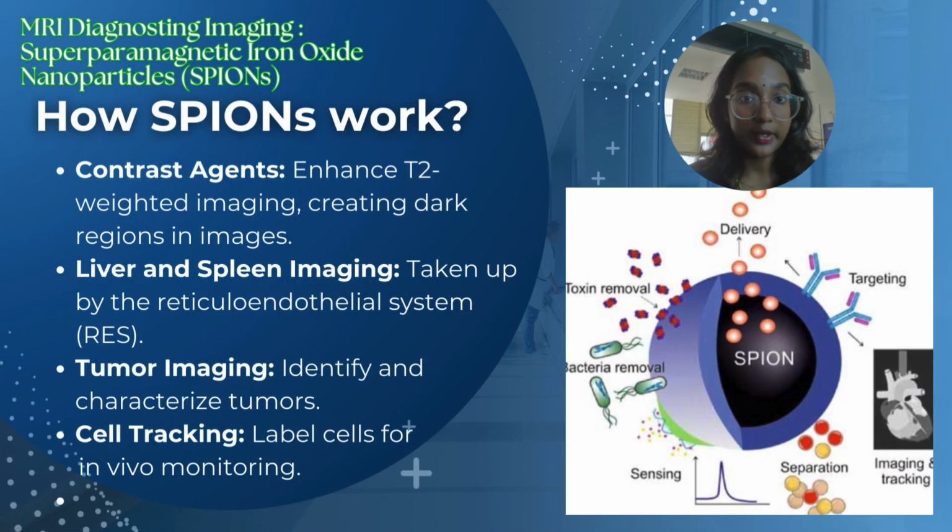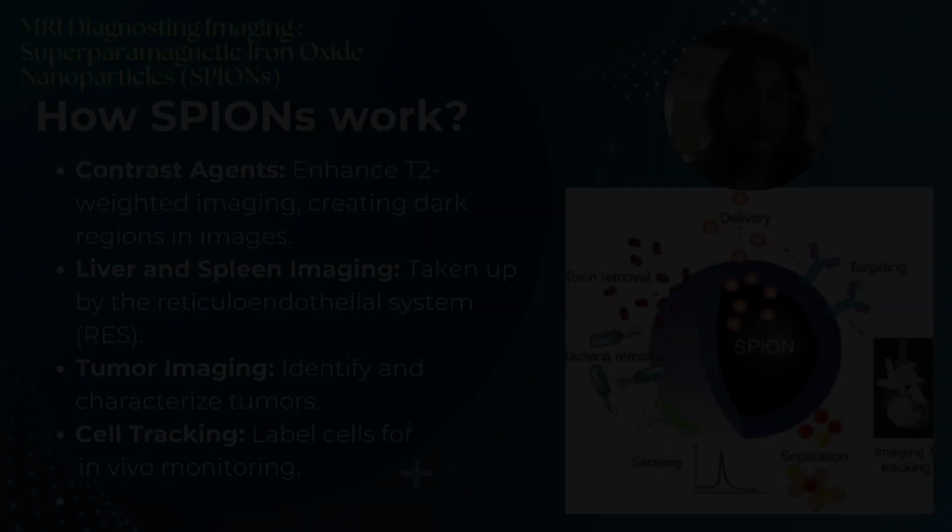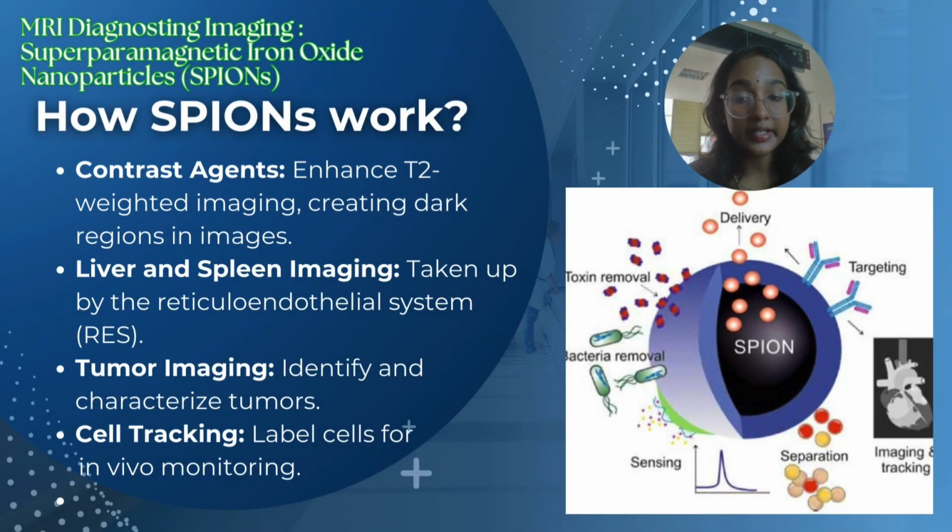So how do SPIONs work? SPIONs are widely used as contrast agents in magnetic resonance imaging (MRI). Due to their strong magnetic properties, which enhance the contrast of images, they are particularly effective in T2-weighted imaging, where they create dark hypointense regions in the image.